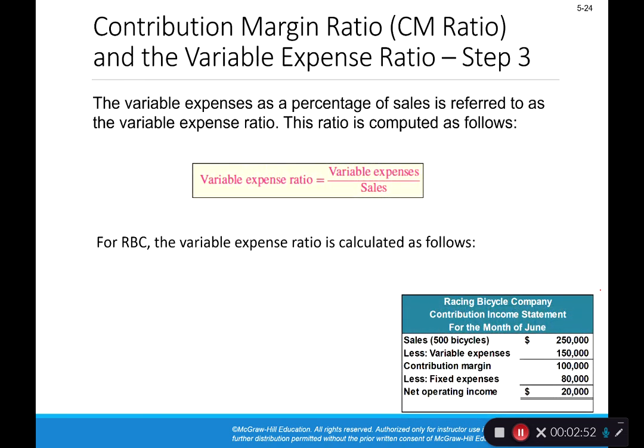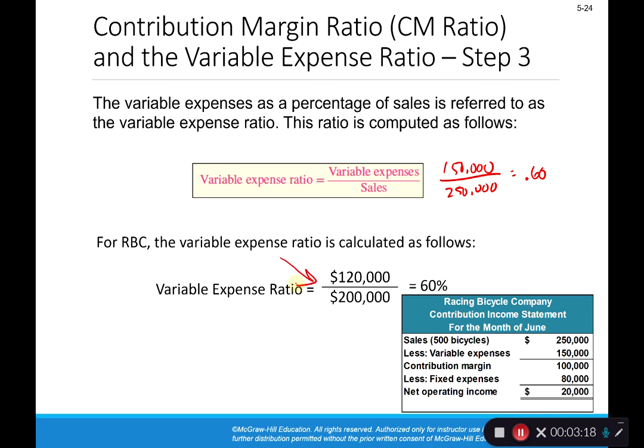The variable expense ratio is similar to the contribution margin ratio, except we take variable expenses divided by sales. So we can do that in total or on a per unit basis. The variable expenses are 150,000 when they're selling 500 bikes, and sales are 250,000, which gives me 60%. The numbers down here are using the Racing Bikes break-even numbers. So when they're at break-even, their variable costs are 120,000 and the sales are only 200,000, but notice you get the same 60% ratio.